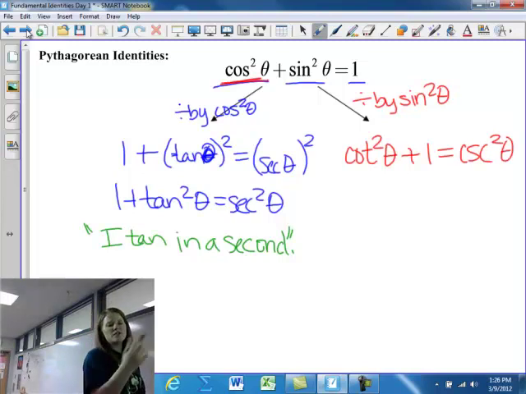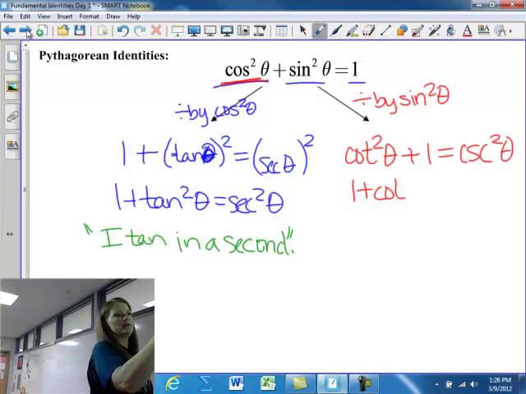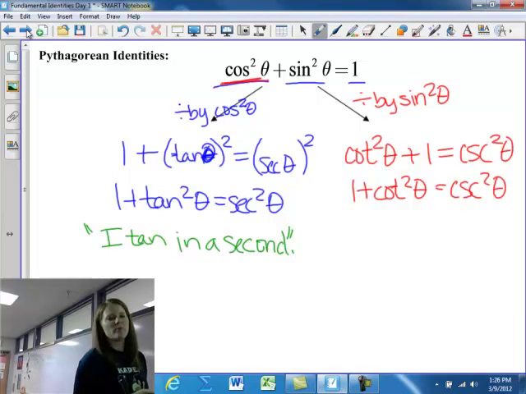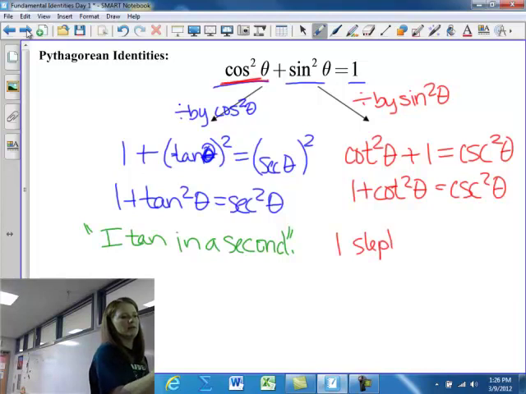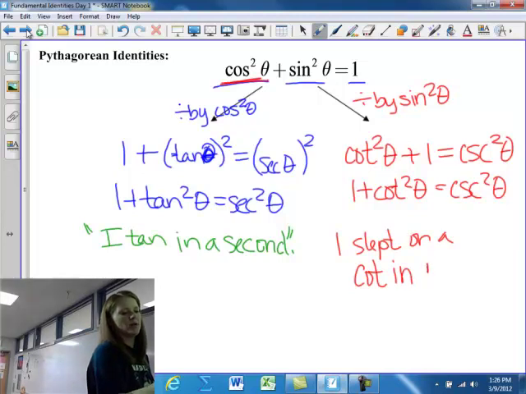Okay. If you want to remember it, here's a little trick. The order doesn't matter when we add, so I'm going to switch these around just a little bit. And I'm going to get this. And again, here's a little way to remember: I, because there's a 1. Cot, slept on a cot. Didn't have a bed. That sucks. Cot in Colorado Springs, Colorado.